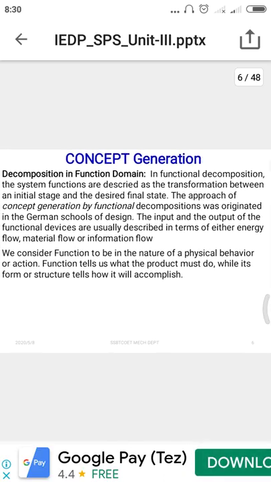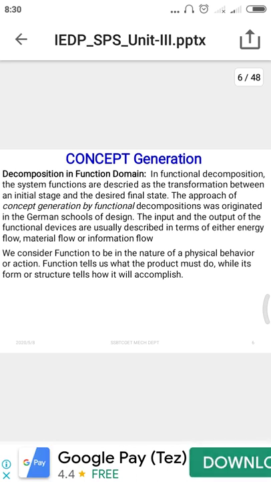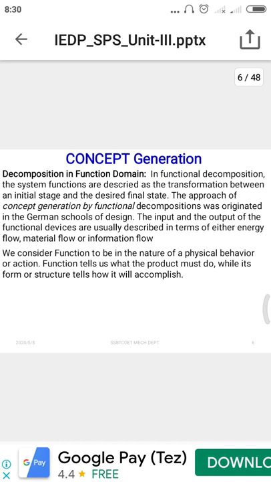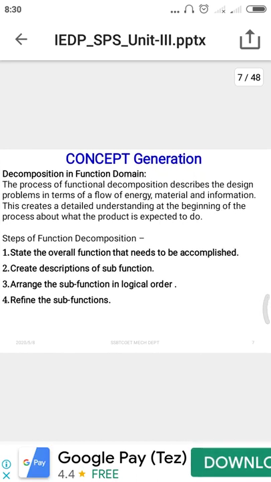The input and output of the functional devices are usually described in terms of either energy flow, material flow, or information flow. We consider functions to be in the nature of physical behavior or action. Function tells us what the product must do, while its form or structure tells how it will accomplish it.